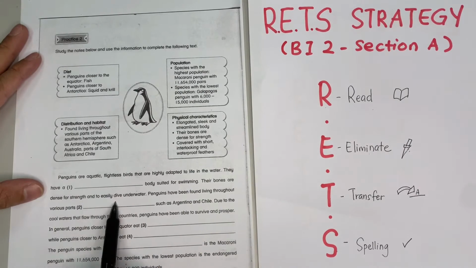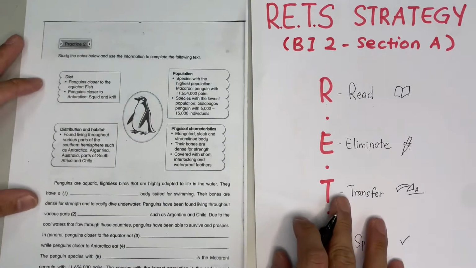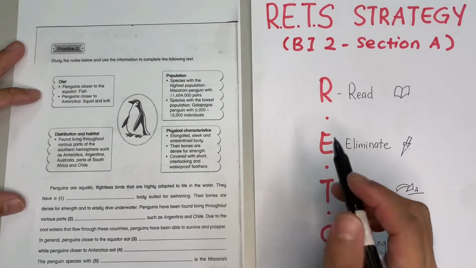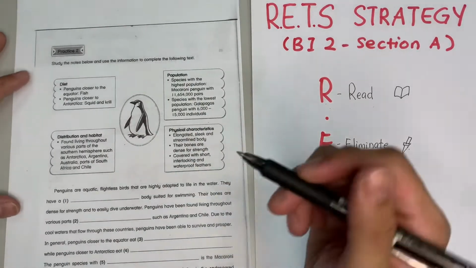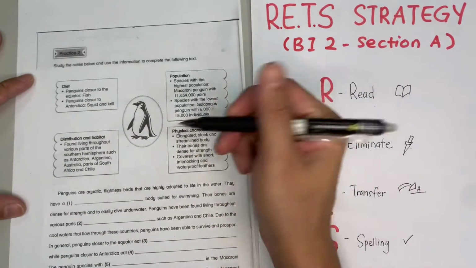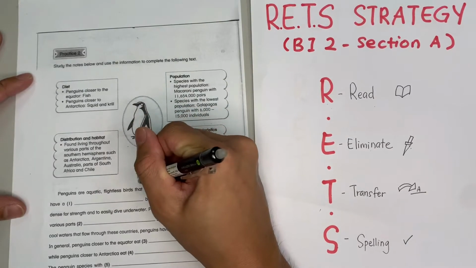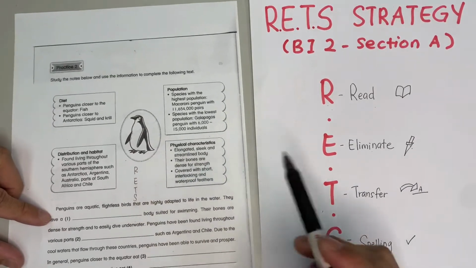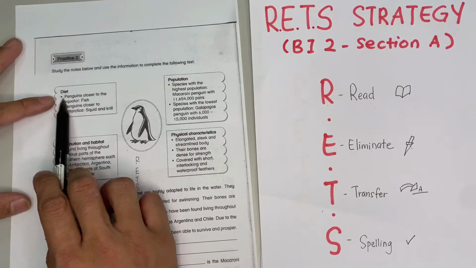As usual, there are 5 blanks, each carrying 2 marks, with a total of 10 marks at the end. So we are trying to get as many marks as we possibly can. First things first, we are going to write down the RETS strategy anywhere around the paper so that you will remember it. For example, I'm going to write the RETS strategy here. RETS. Okay? So now, the first strategy that we're going to apply is to read. Read what is given.